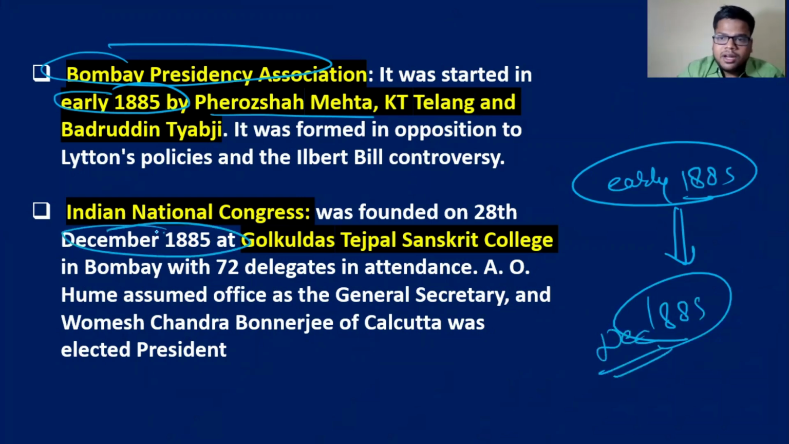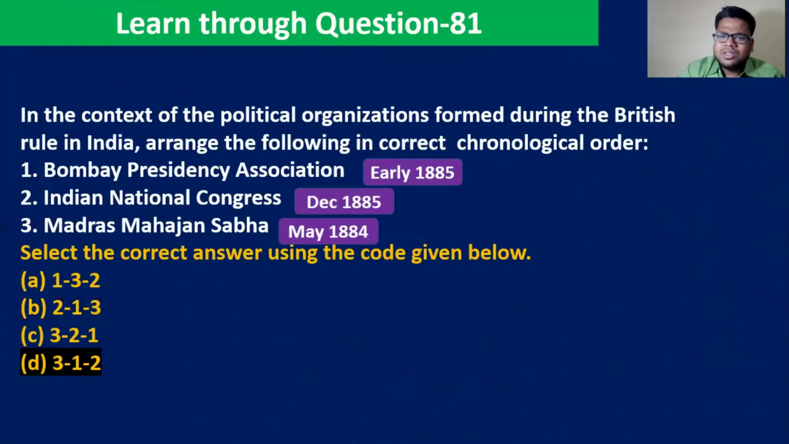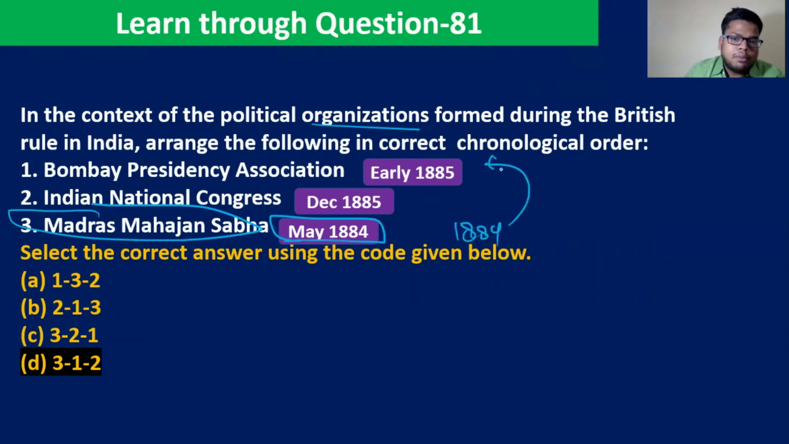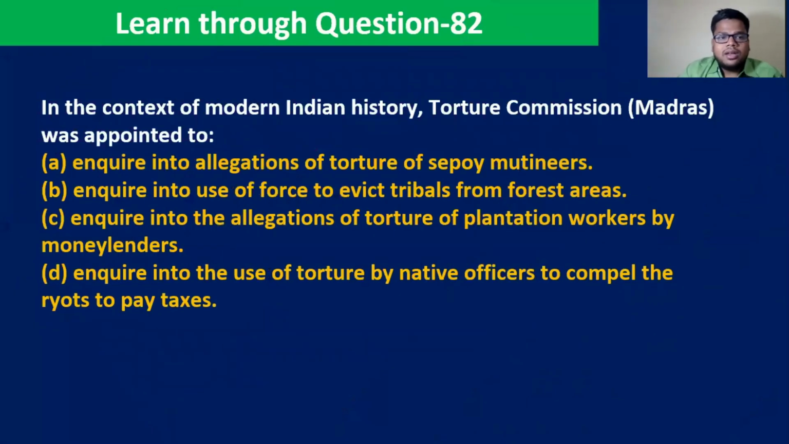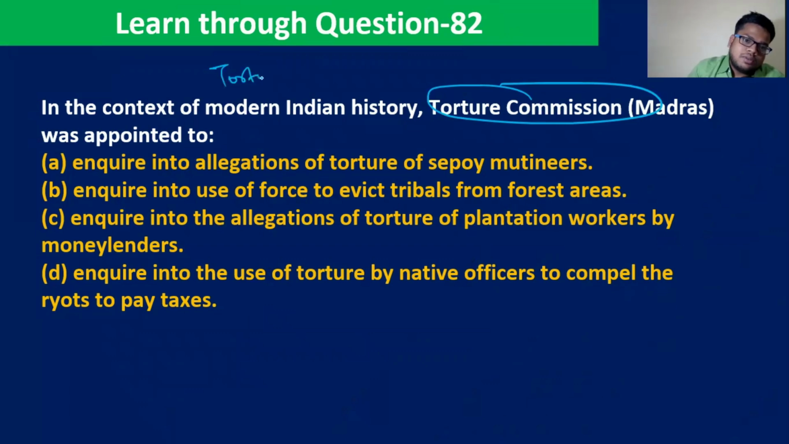You can download the PDF and revise from the PDF. I'm not going to discuss it in the PDF, because we have already discussed it beforehand. So in the context of the political organizations, first came the Madras Mahajan Sabha, in May 1884, then the Bombay Presidency Association, and then the Indian National Congress. So the option is 3-1-2. Then, in the context of modern Indian history, the Torture Commission was appointed to... Now we have not discussed the Torture Commission, so we'll discuss it.